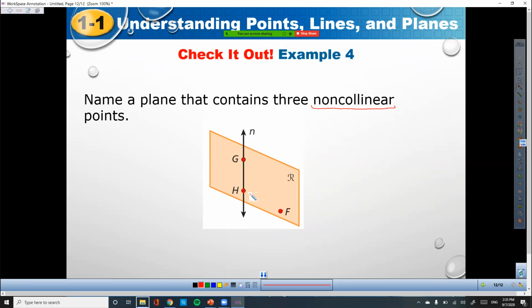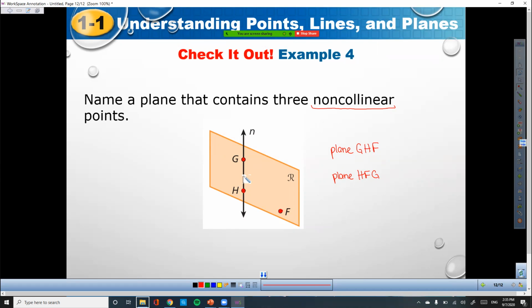So if you want us to name a plane, in order for us to name a plane, we can just pick any 3 non-collinear points. So this can be named plane G, H, F. Or again, the order doesn't matter. This could also be called plane H, F, G, or so on and so forth. As long as I pick any 3 points on that plane that are non-collinear.